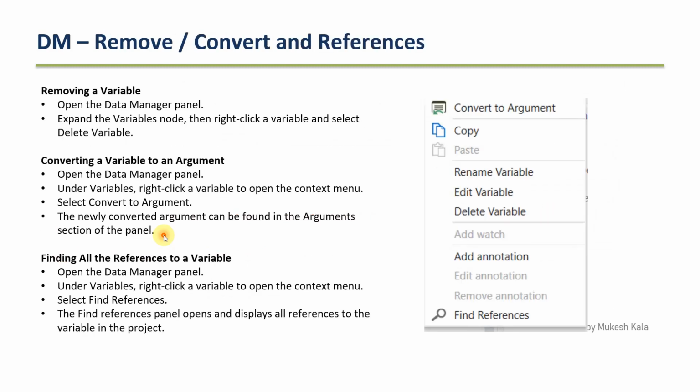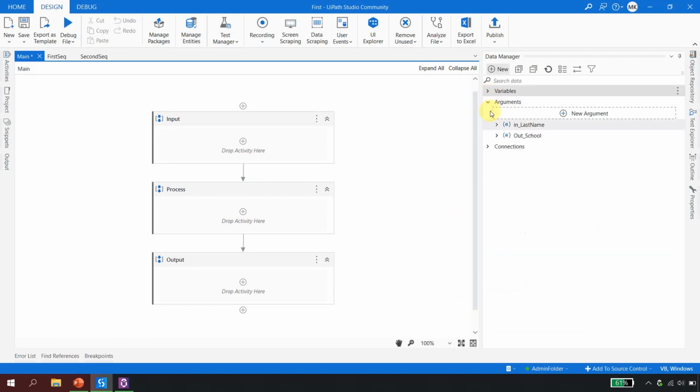The next thing we have seen: creating the variable, editing the variable, creating the arguments, renaming the arguments, everything. There are some other things which are available in the context of variables and arguments both, which are how you remove, convert, and find the references. Let me quickly show all three to you one by one. These are all available in the same menu: removing, converting, and the references. Okay, I'm going back to my UiPath Studio.